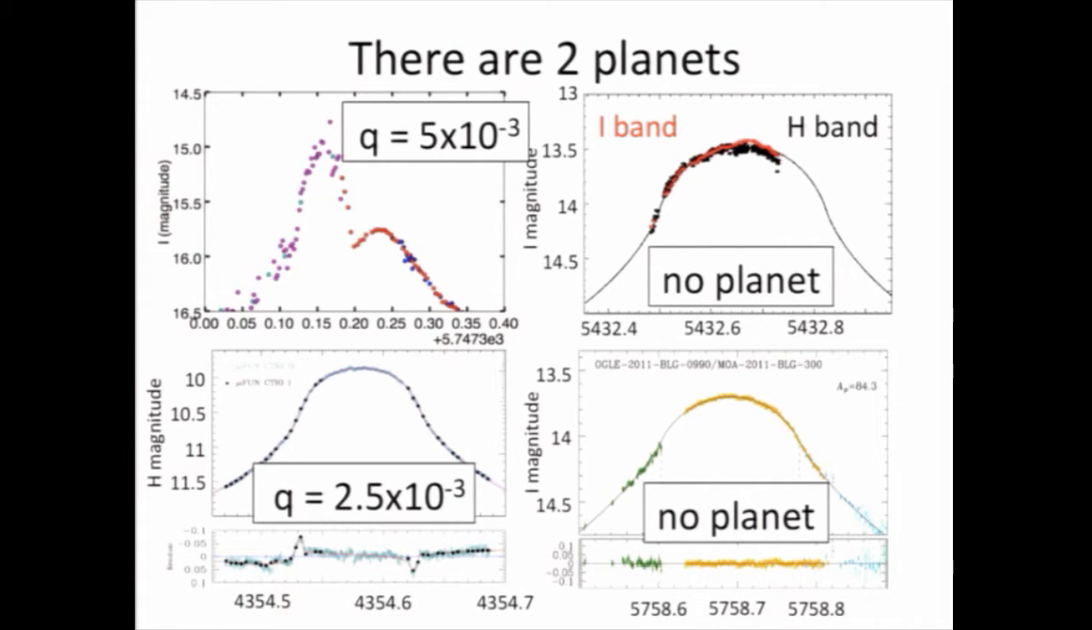So the 2 on the bottom and the 1 in the upper right have something in common. Because in this case, the lens is directly transiting the face of the star.